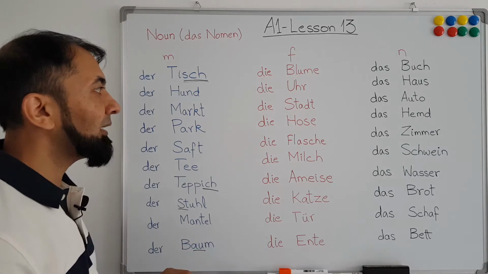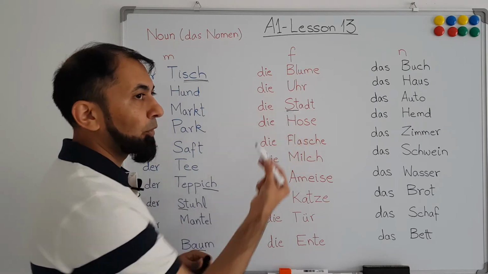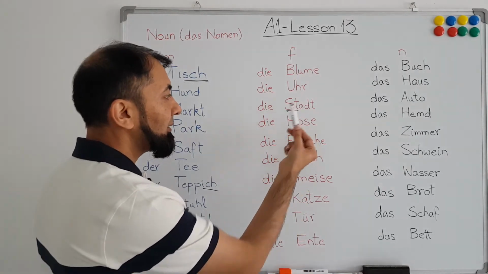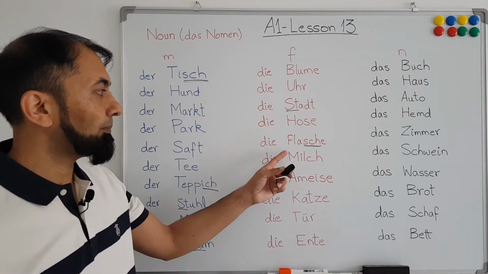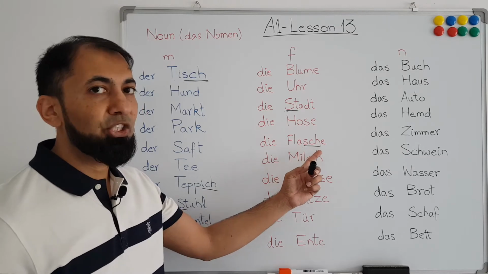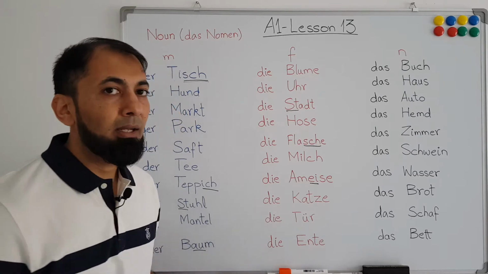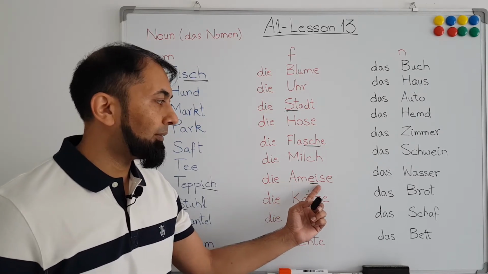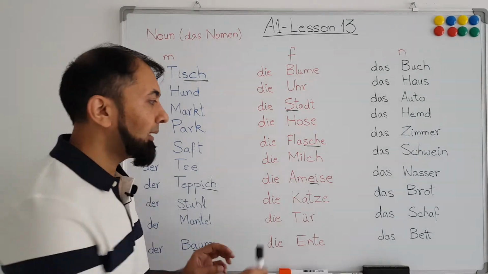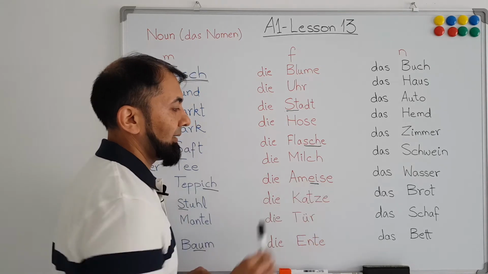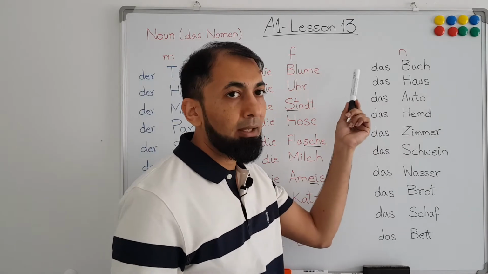So in the feminine nouns, if you see, we have a T coming after S, so it will produce a sound like sh, Stadt. Then we have SCH. This combination is being used here. Flasche, sh. Then we have Milch. We also learned that if A and E in German language come together, they will produce a sound like eye, Ameise. Next, we have a list of neuter nouns.